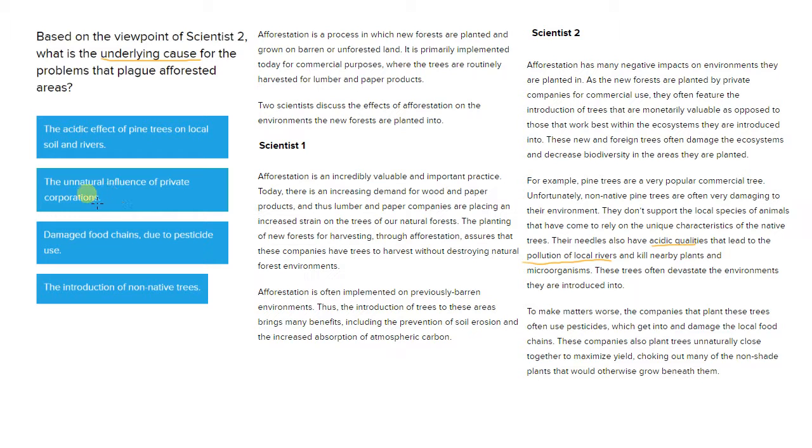Answer choice B, though, the unnatural influence of private corporations. So that is an underlying cause, right? There wouldn't be all these pine needles polluting the rivers if the private corporations hadn't had an unnatural influence on the environment. So that is this one. This answer choice actually is the underlying cause of this answer choice, which means that this answer choice is the best one we have so far.